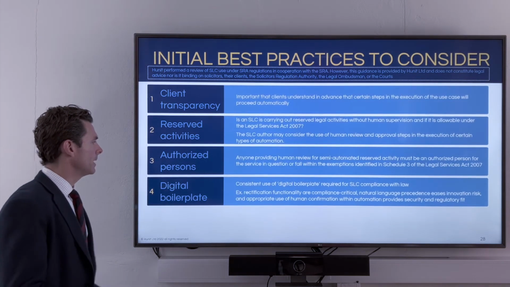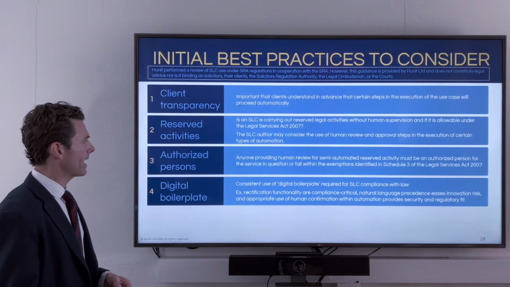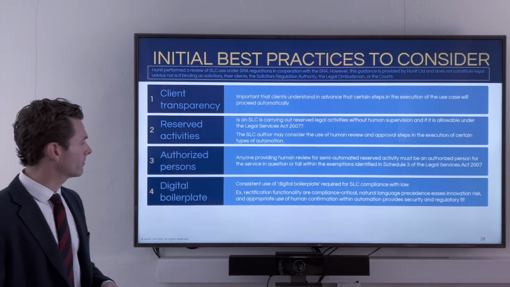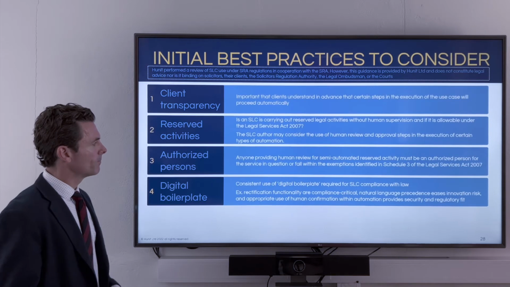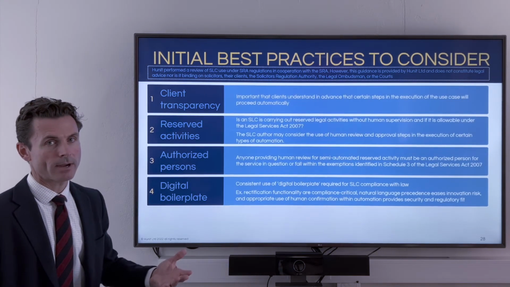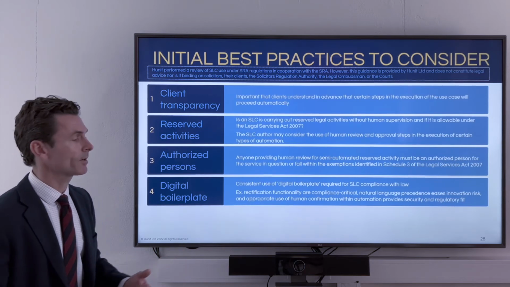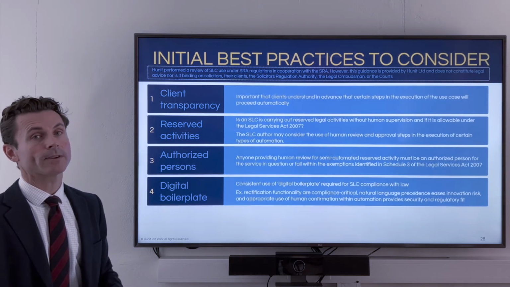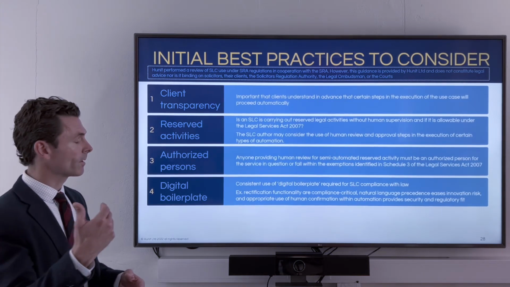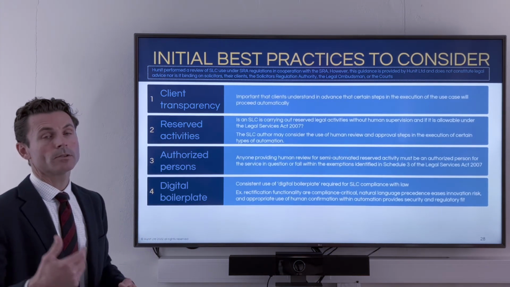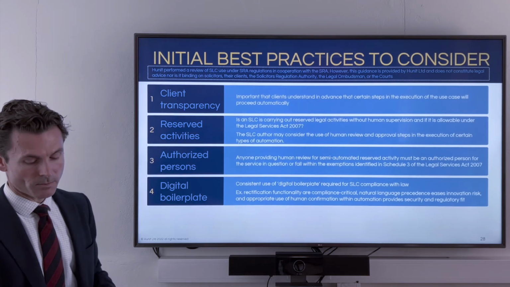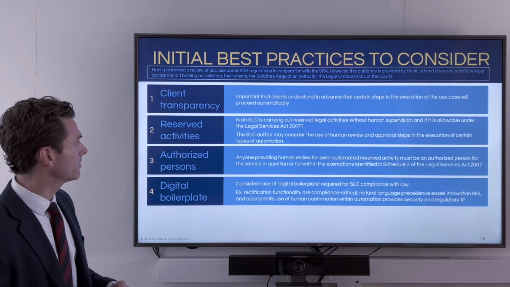Digital boilerplate, here this comes back to consistency, again, very much around best practices for drafting agreements. Consistent use of boilerplate clauses is required for creation of a smart legal contract that is compliant with law. For example, always making sure that a rectification clause is present that allows for the parties and/or court to pause and amend an agreement, something that should be part of every single smart legal contract that's being signed into effect.